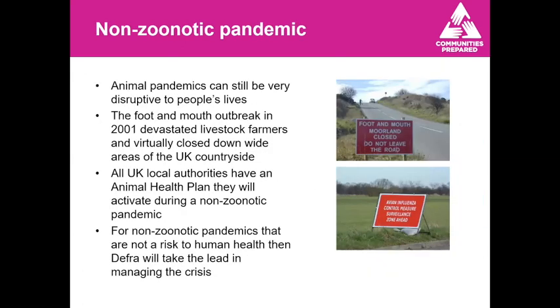Non-zoonotic pandemics, quite quickly. Animal pandemics can still be very disruptive to people's lives. The foot and mouth outbreak in 2001, I'm sure many of us remember that, devastated livestock farmers and virtually closed down wide areas of the UK countryside. All UK local authorities have an animal health plan that they will activate during a non-zoonotic pandemic. And for non-zoonotic pandemics that are not a risk to human health, DEFRA will take a lead in managing this crisis.